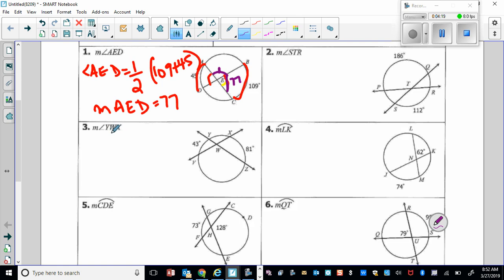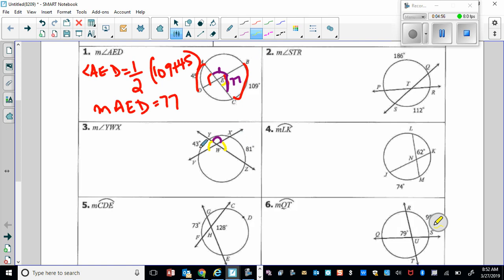So for number 3, YWX is what they're looking for. So I'm looking for this angle, right? But the arcs I have are to solve for this other angle here. I'll just use the yellow. If I add and divide by 2, the yellow one is what I will be able to find. So I have two options. I can find the yellow angle and then subtract it from 180. I think that would be the best way.